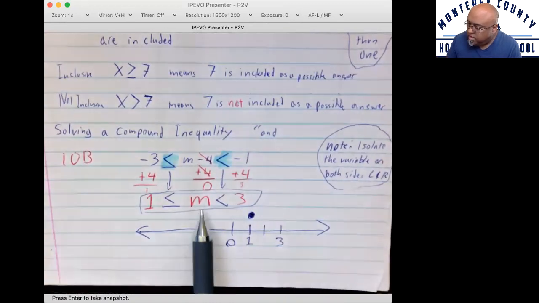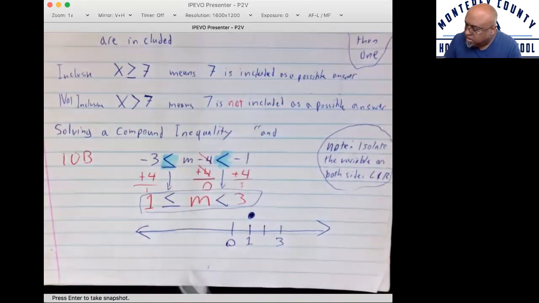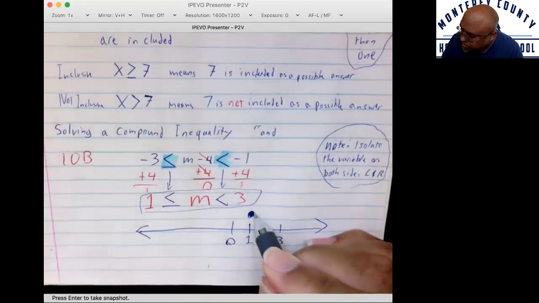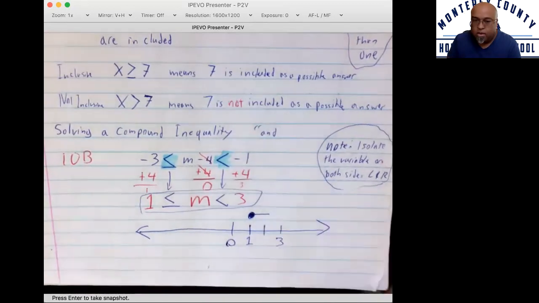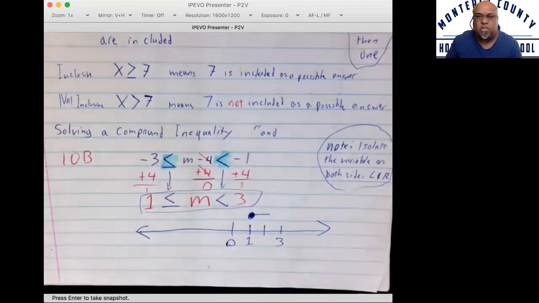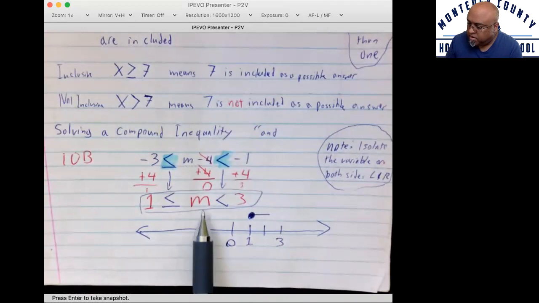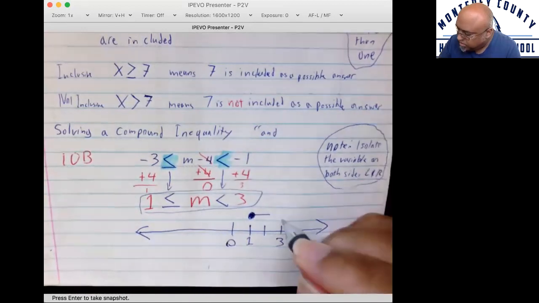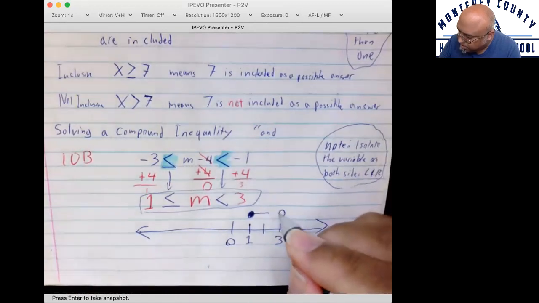Now the value of m, if it's greater than, then that means that its arrow was going to be going this way. Now I'm not going to finish my arrow just because I know this is a compound inequality. Okay. Now the second statement here is m is less than 3. So 3 is where I want to put my next dot.